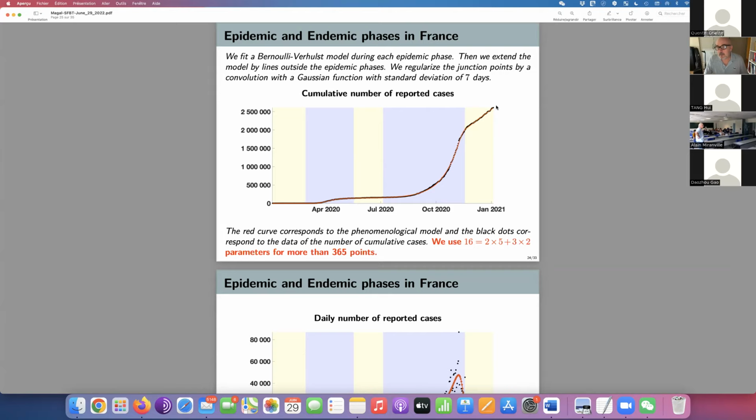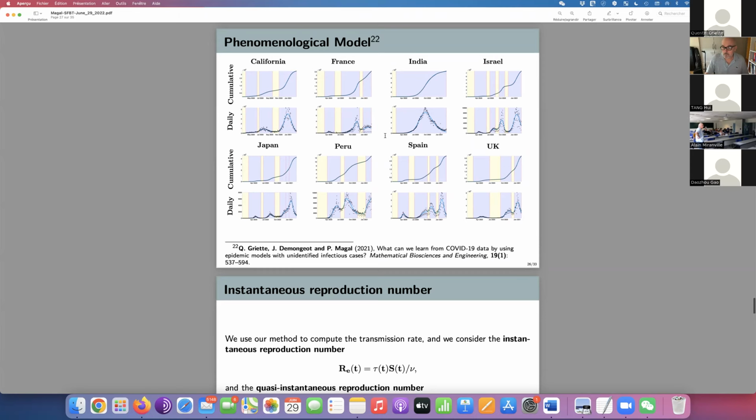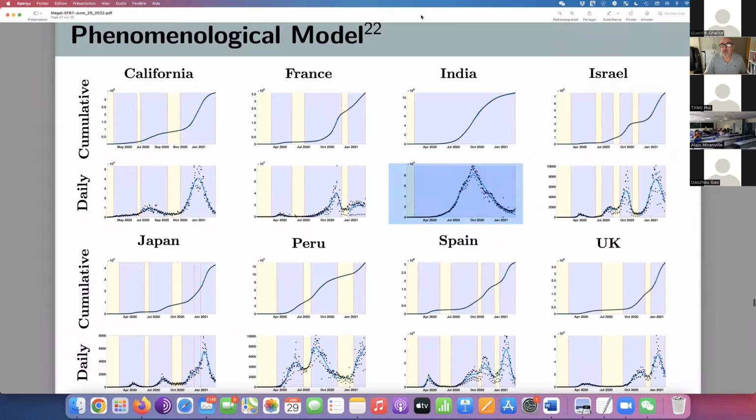And the same, actually, let me increase the size here. Right here. Maybe a bit easier to see. The same here, in fact.